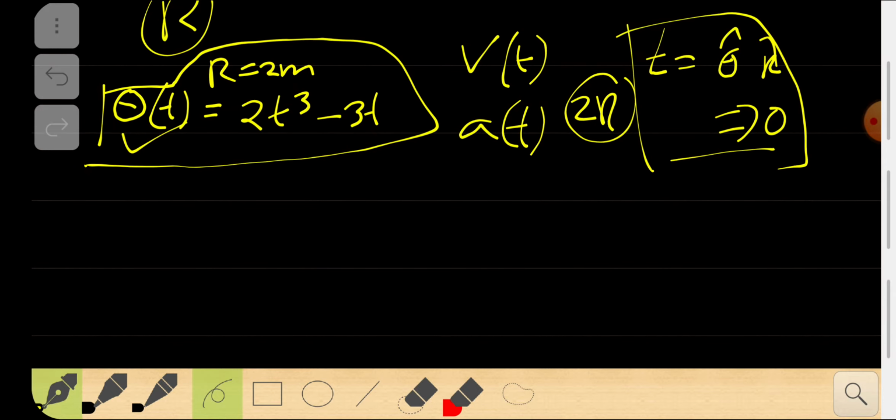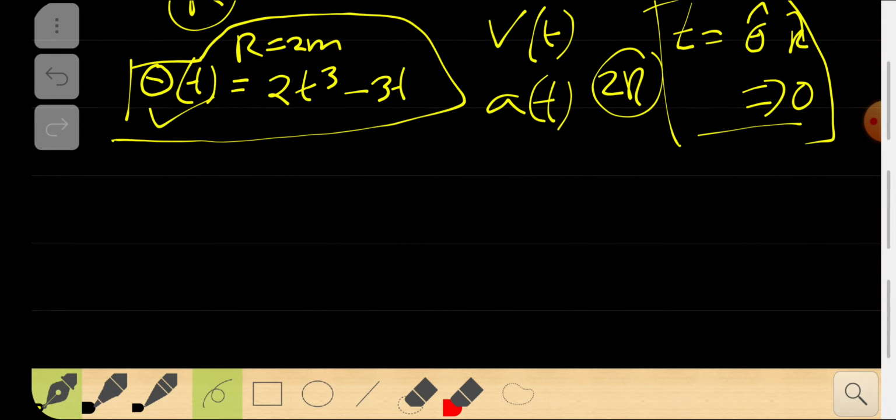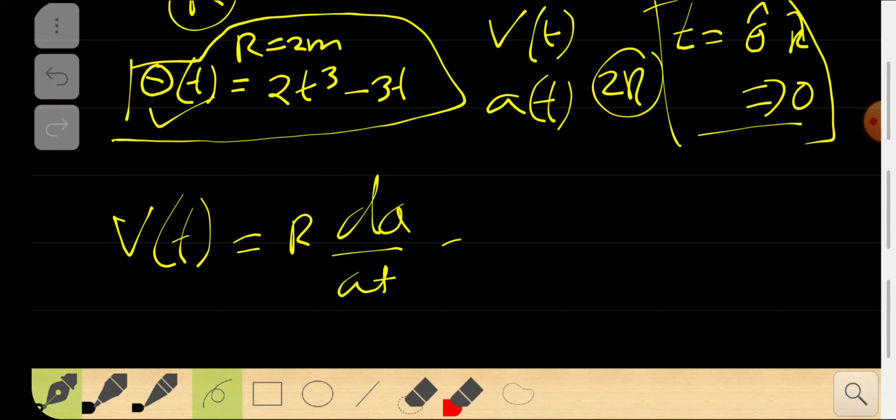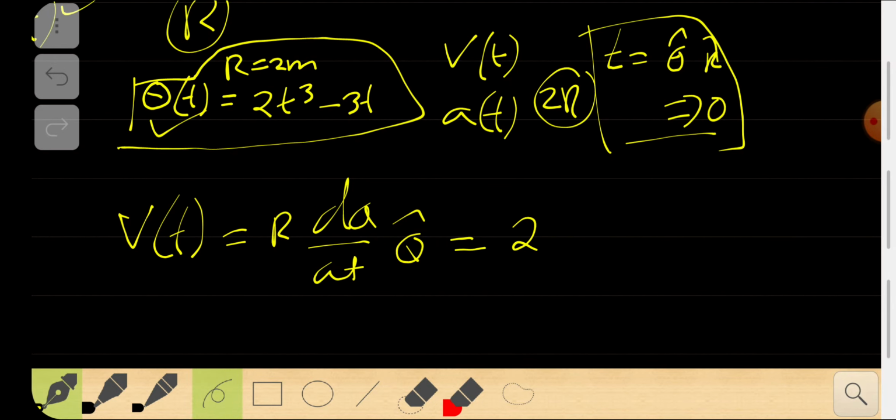How can you do that? All you have to do is just substitute those values into the equation. All I'm going to do is that. So I'm going to write down equation 1, where we have the velocity vector, v of t, equal to r times d theta by dt in the theta cap direction, right? So I'm going to substitute the values in here.